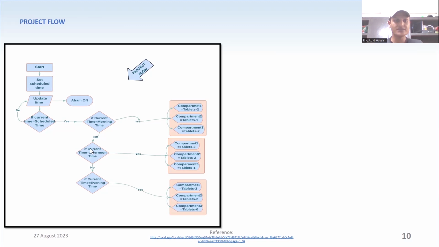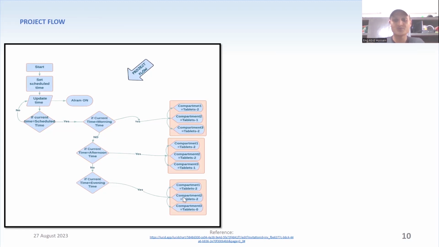If no, then it will check the next condition. If the current time is equal to afternoon time, then it will move to this compartment. In the same way, if again it's not true, then it will move on. If the current time is equal to evening time, then it will move to this compartment.